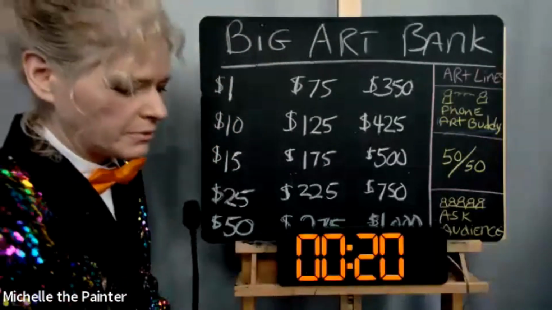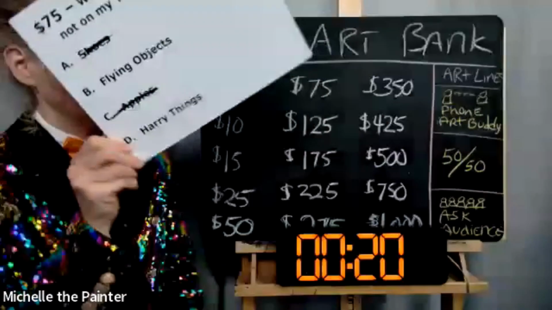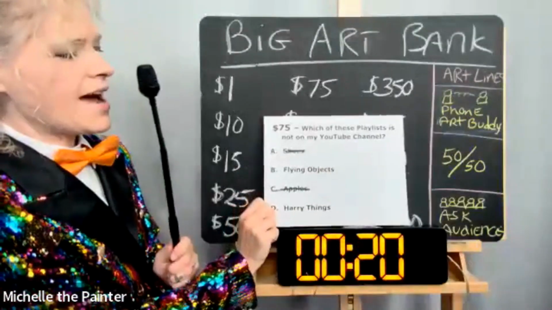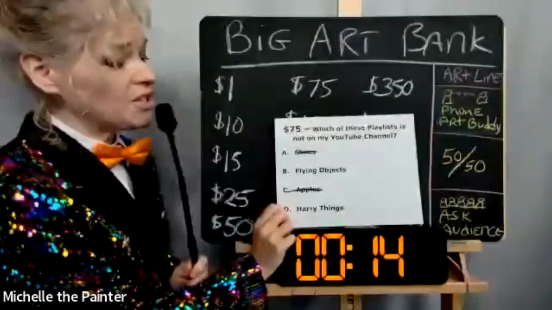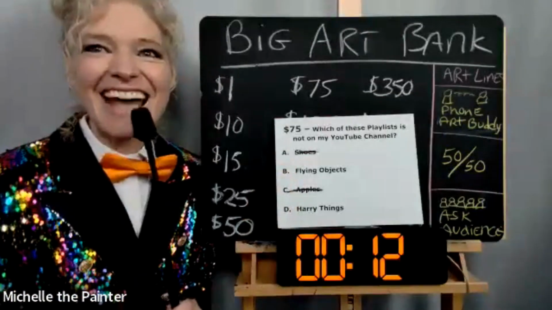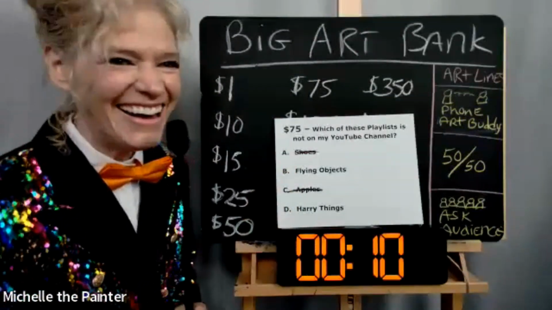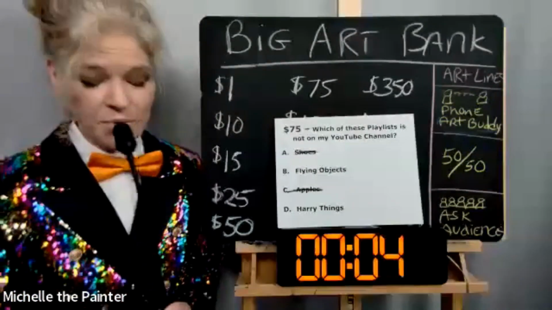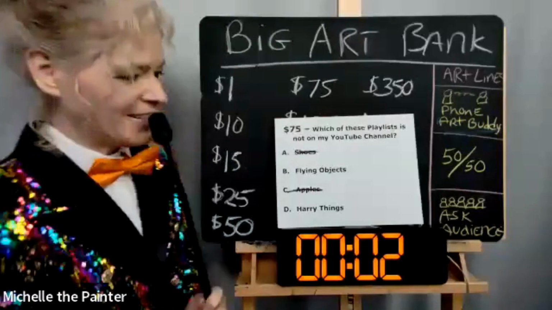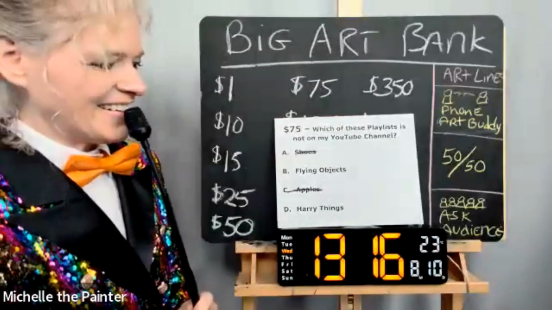So you are left, put my marker down. Your options are now flying objects or hairy things. Well, you didn't help me because I knew those two were already on there. Oh, these two. Oh, see, that's not how it goes, though. I remembered those. All right, you got 9 seconds. You could use another lifeline if you wanted to. Oh, 2 seconds.